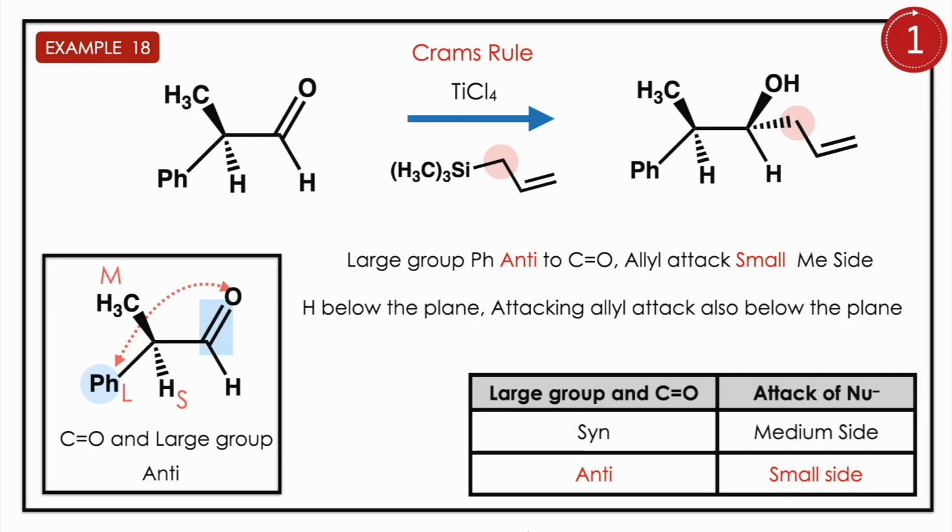Let us assign large, medium and small. Large group is phenyl, medium group is methyl, small group is hydrogen. The large group and carbonyl relation is important. Both are anti to each other. So according to Cram's rule, large group and CO anti means attack will happen on the small side. Here hydrogen is below the plane, so attack will happen below the plane. So the allyl group attacks from below, OH comes above. You have the final product.